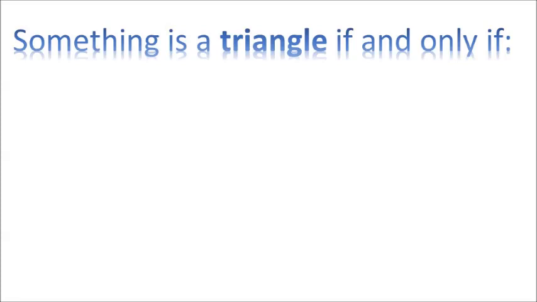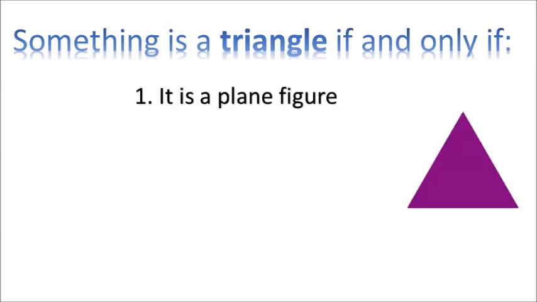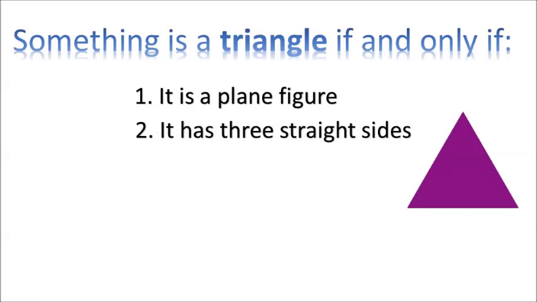Okay, well, one condition is that it's a plane figure, that it's a closed-sided figure that's on a two-dimensional plane. All right, so something's a triangle if and only if: one, it's a plane figure. Two, it has three straight sides. And three, it has three angles. So there you go. That would constitute a definition of a triangle.